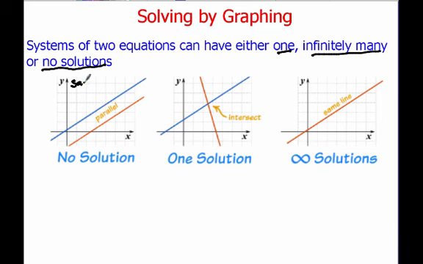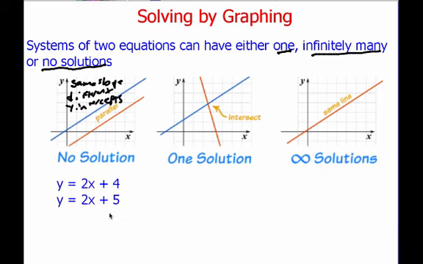Now remember, if we think back to when we talked about graphing, parallel lines have the same slope but different y-intercepts. That's how we're going to know that two lines are parallel. So here's an example of two equations that are parallel lines: y equals 2x plus 4 and y equals 2x plus 5. They have the same slope, but they have different y-intercepts.